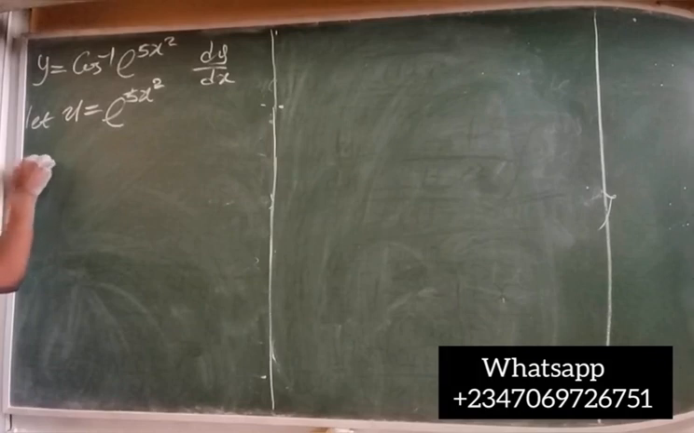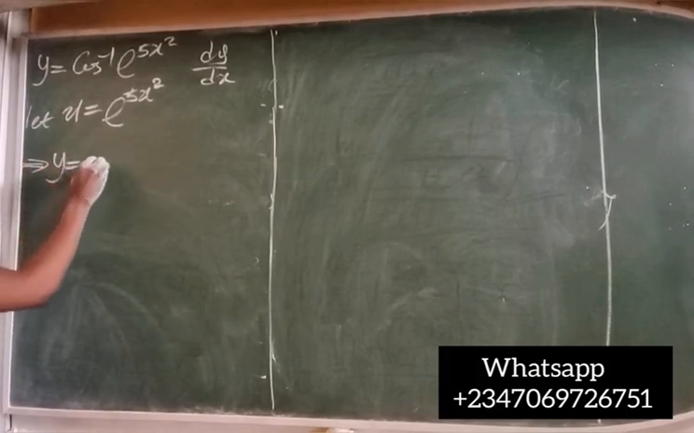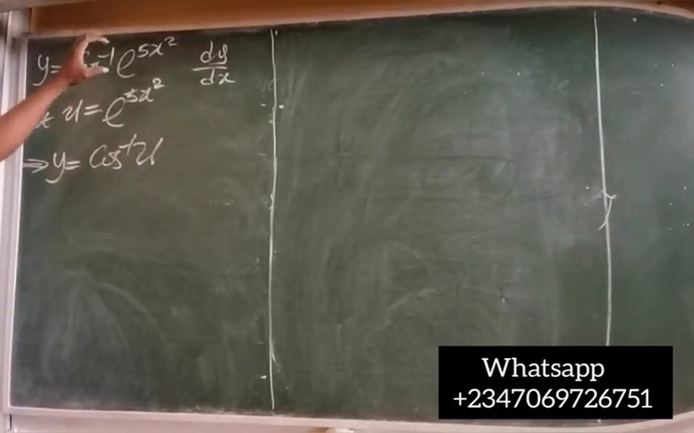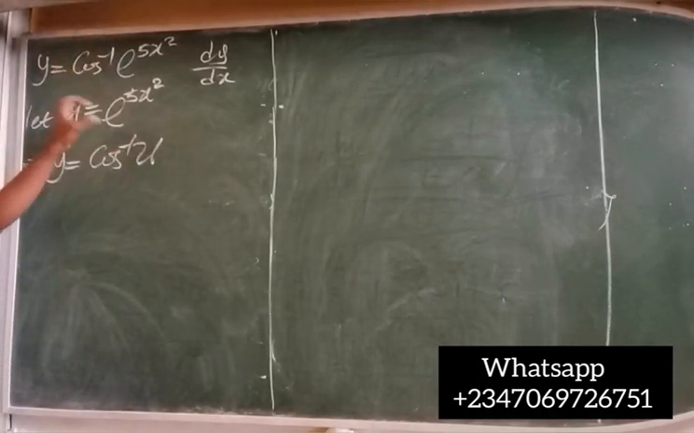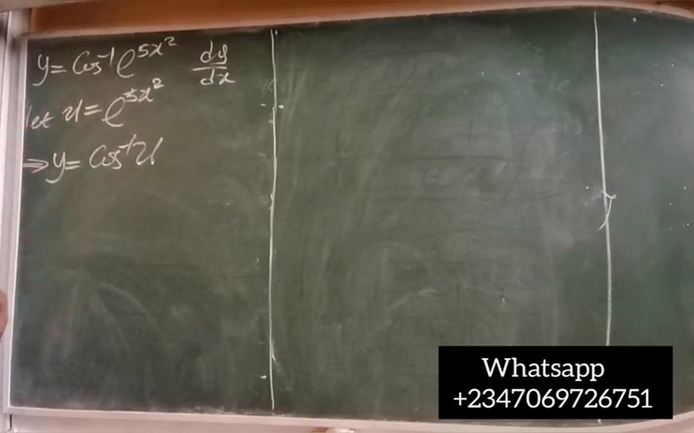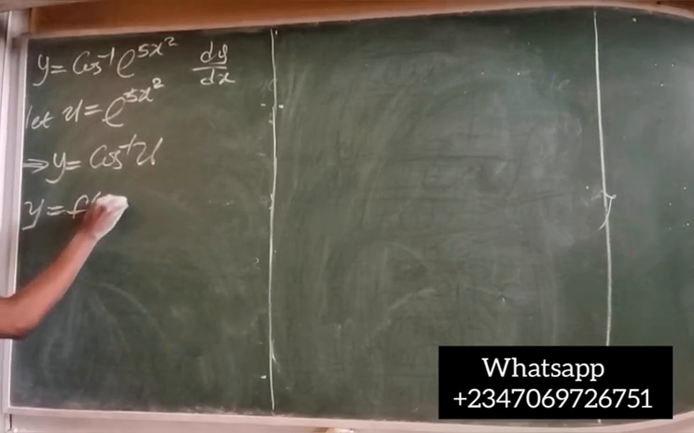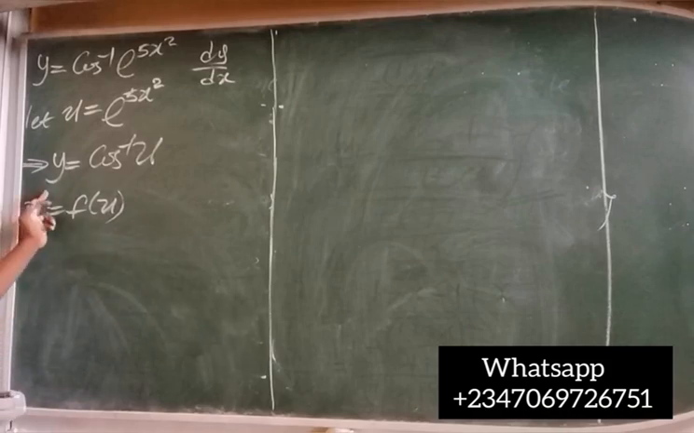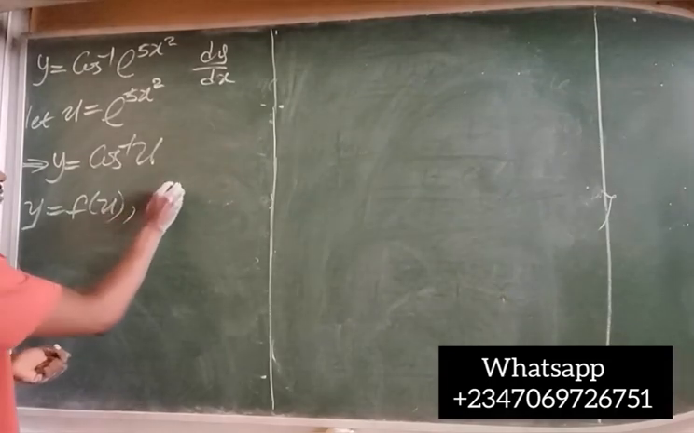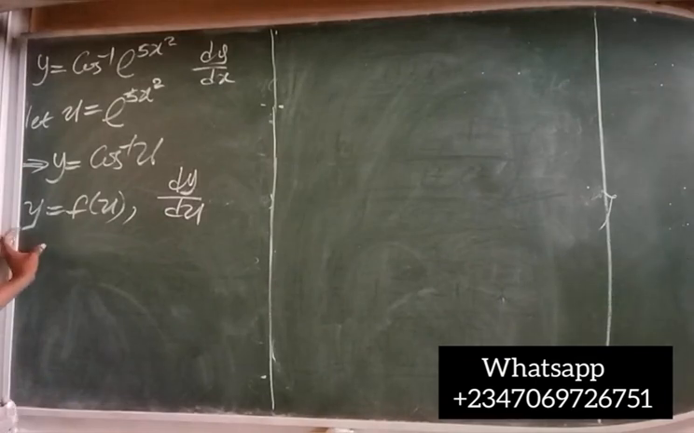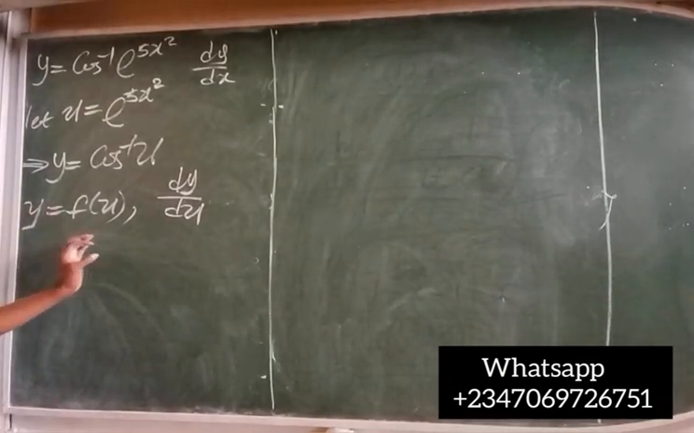So this actually implies that y itself now is what? The cos inverse of u, because I'm now replacing exponential 5x squared by simply u. So this becomes cos inverse of u. Having established this, it now implies that y itself is a function of u. So y now depends on u. And if y is a function of u, like I've always been saying, it means now I can find dy all over du. Simply, I can differentiate y with respect to u.